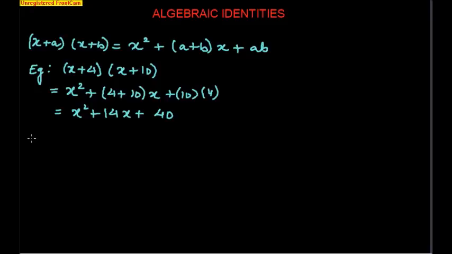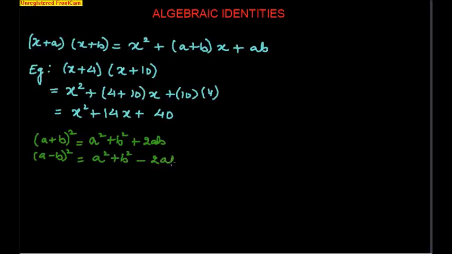Next, let's see the next identity. (a + b)² is equal to a² + b² + 2ab, and for minus we have a² + b² − 2ab.